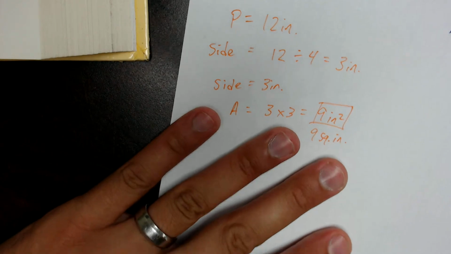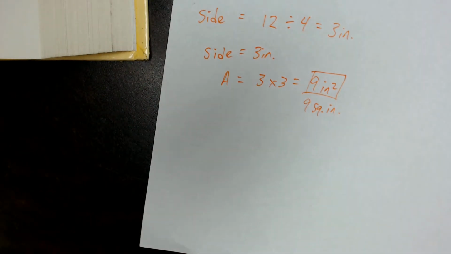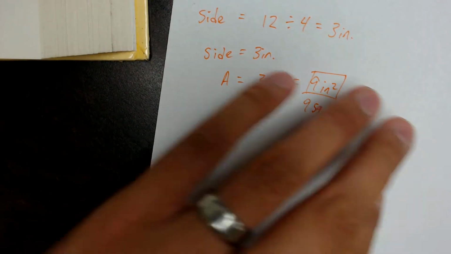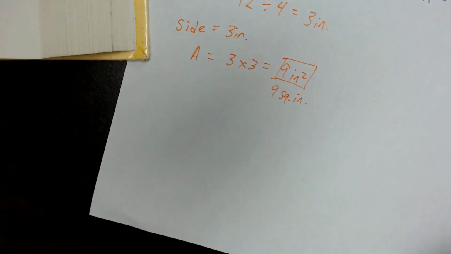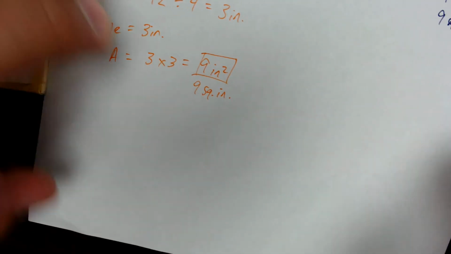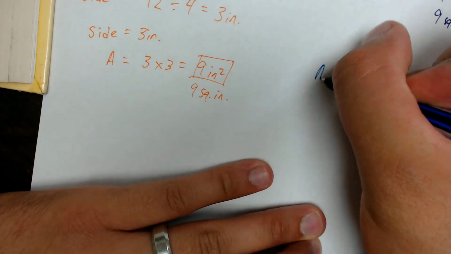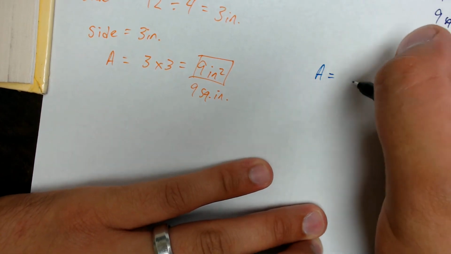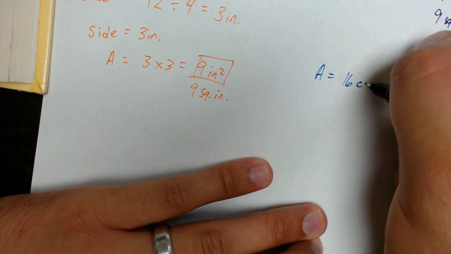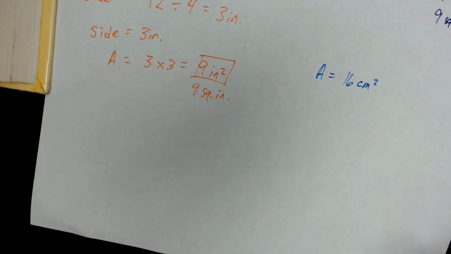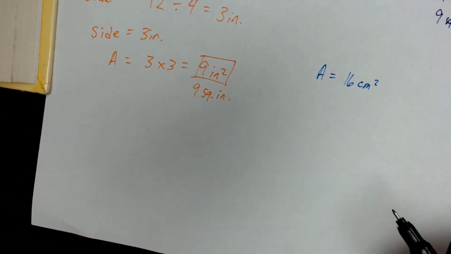And let's do the opposite. Let's say they tell us that the area of a square is 16 inches. Or no, let's go centimeters. We did feet, we did inches, let's do centimeters. Let's say they tell us the area is equal to 16 square centimeters, or centimeters squared. How can I find the perimeter of the square?